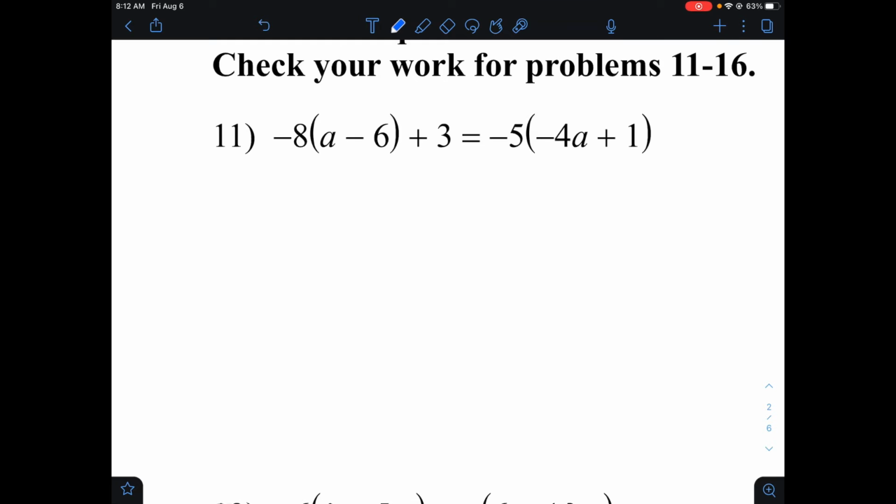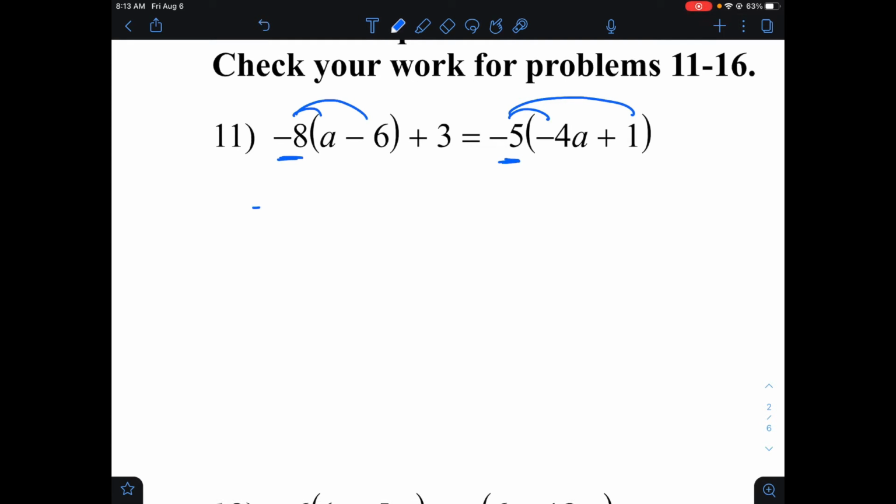So I'm looking at this, and the first thing I want to do is distribute. I want to distribute this negative 8, and I want to distribute this negative 5. Why do I want to do this? Well, I have a number in front of parentheses with no operation in between. So that implies that it's negative 8 times this quantity. So that tells me I need to do distribution. So I'm going to distribute a negative 8, and I'm going to distribute a negative 5.